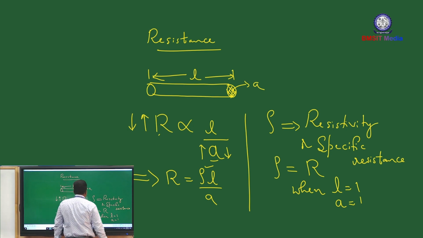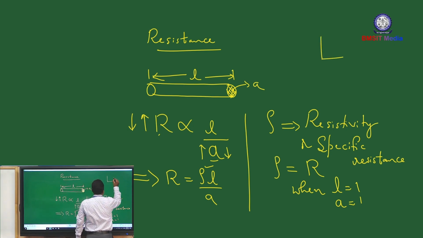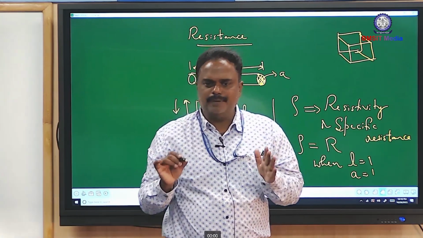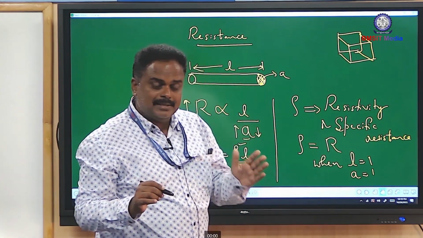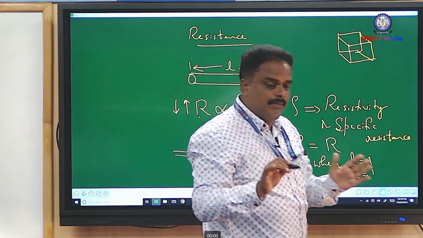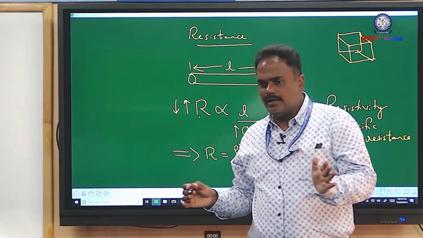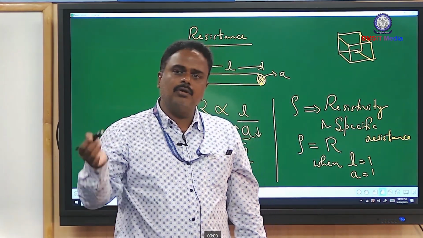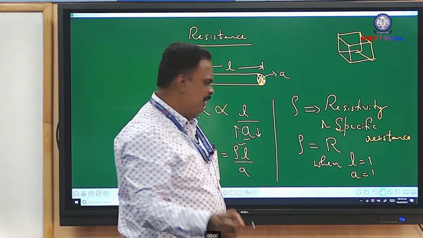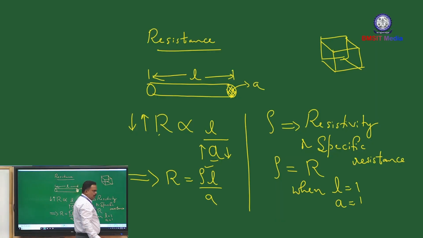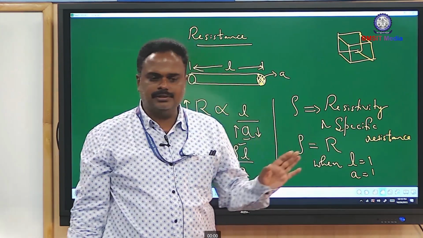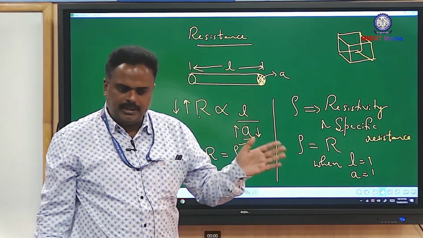If you have a cube of any material, let us say silver, the resistance offered by this unit volume of this material, that is called the resistivity, and it is constant for a given material. For silver it is having some value, for gold it is having some value, for iron, for aluminium it is a bit difficult to remember all the values, but each material has its own resistivity or specific resistance, and it is constant for the given material.